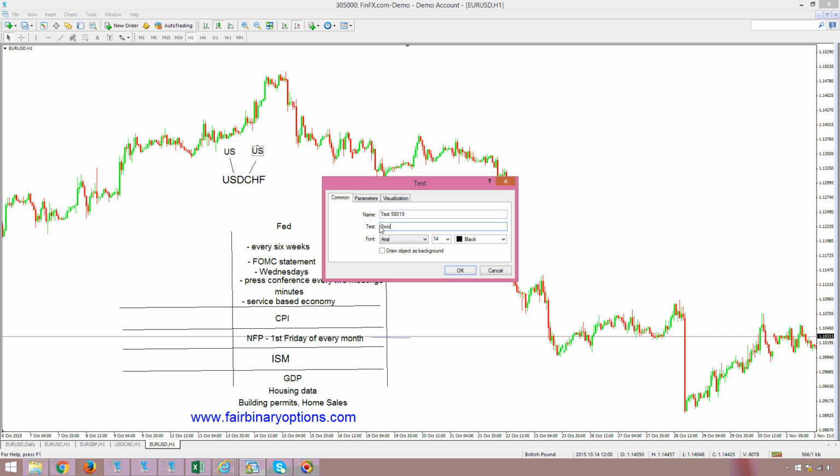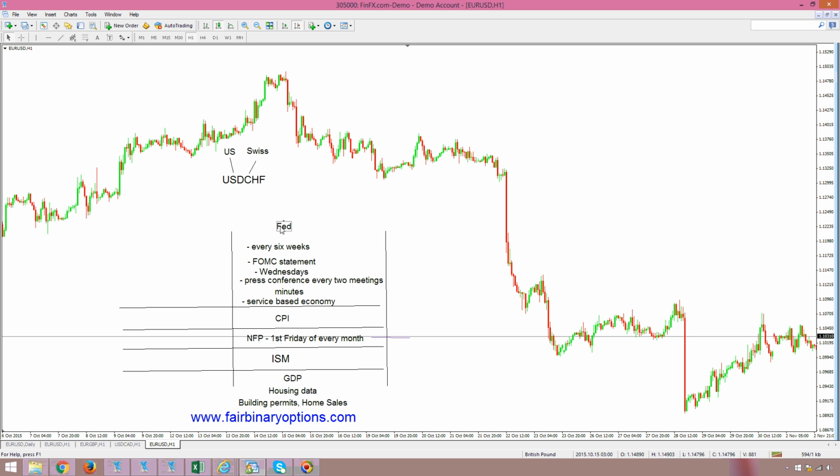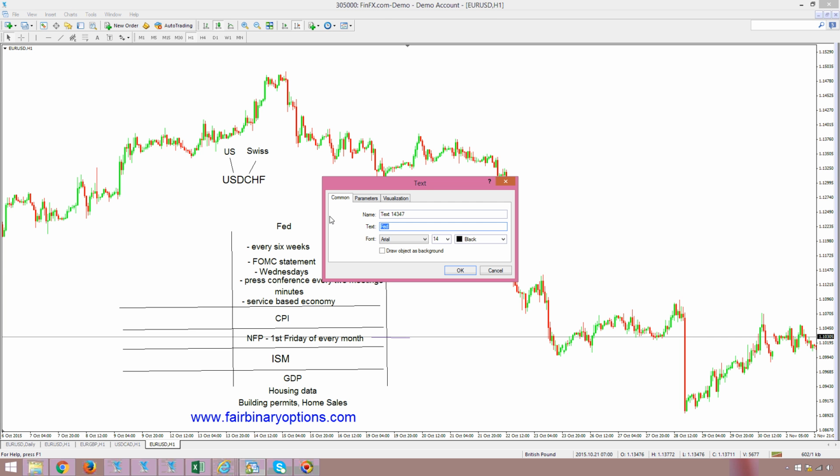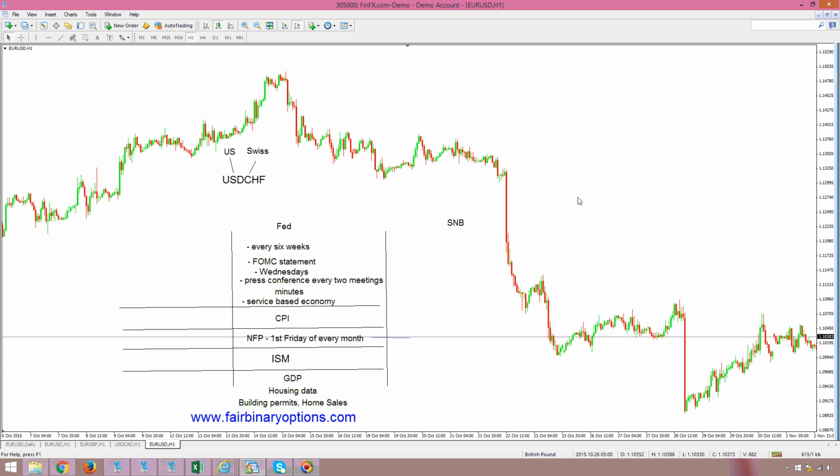So let's say here Switzerland, the Swiss economy. The Federal Reserve is in the United States, and in Switzerland it is called the SNB, or the Swiss National Bank. Now this SNB is quite an interesting central bank, especially in this 2015, and I will explain a bit the things that I wanted to say here.